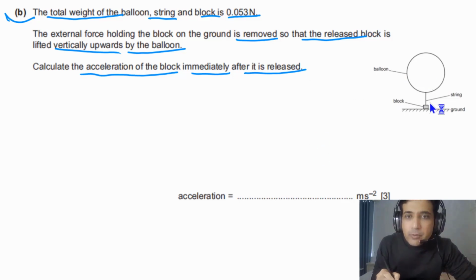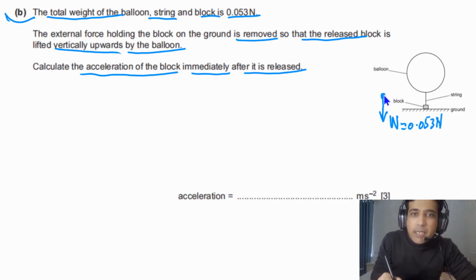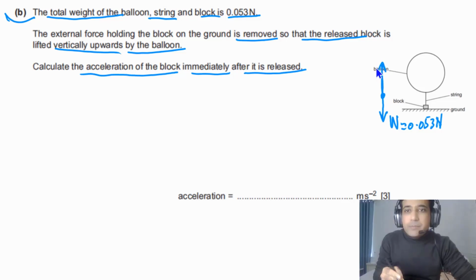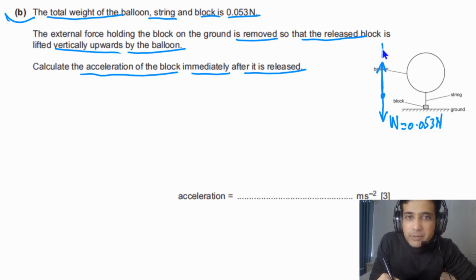So first of all, let's look at the forces acting on this balloon. There are two forces acting on this balloon. One force is acting vertically down, that is the weight of the block, string and balloon, that is given to us. So we can write down here 0.053 newtons. And upthrust is acting on the balloon. Upthrust in this case is greater than the weight. So that's the reason this balloon will accelerate vertically upwards. And the value of upthrust is given. We can say Fu. Upthrust is given, that is 0.071 newtons. And we need to find the acceleration.